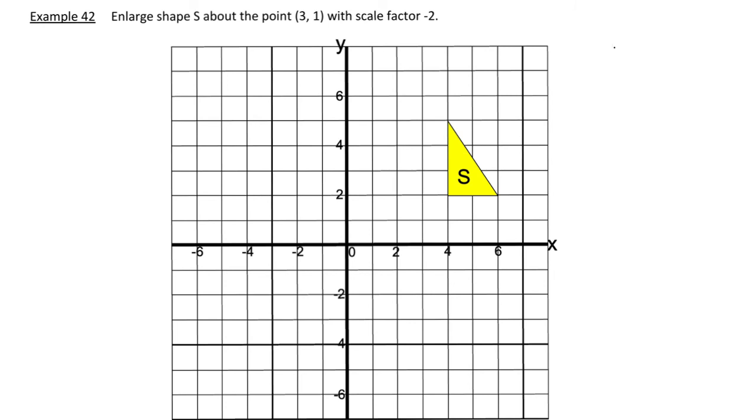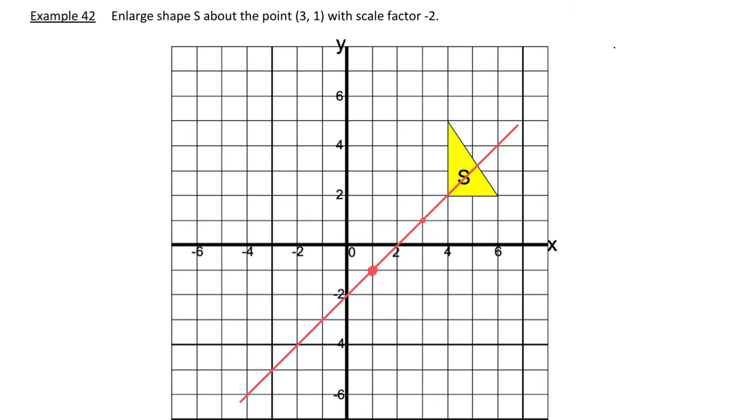So example 42, enlarge the shape S about the point 3, 1 with a scale factor of -2. So we'll mark in our point 3, 1, and then we're going to draw our construction lines again. So what we do is we measure the distance from the centre to the point, and we can see that's 1 square diagonally up. So if we multiply that by a scale factor of -2, it's going to be 2 squares diagonally down from the centre, which is going to be at 1 minus 1.